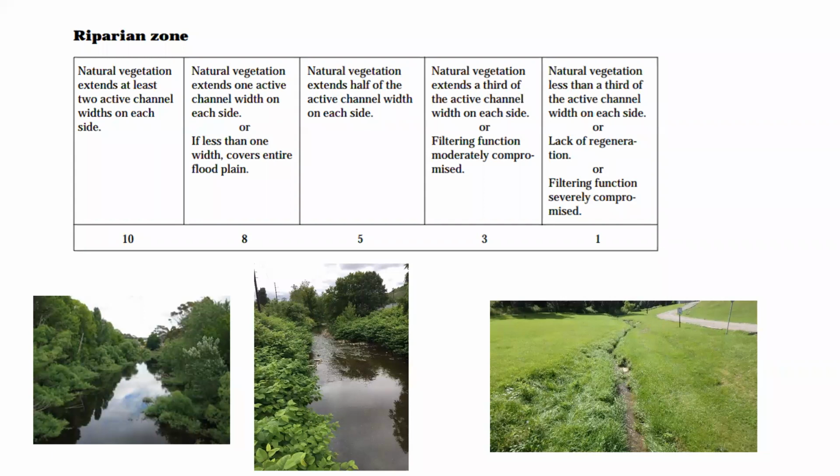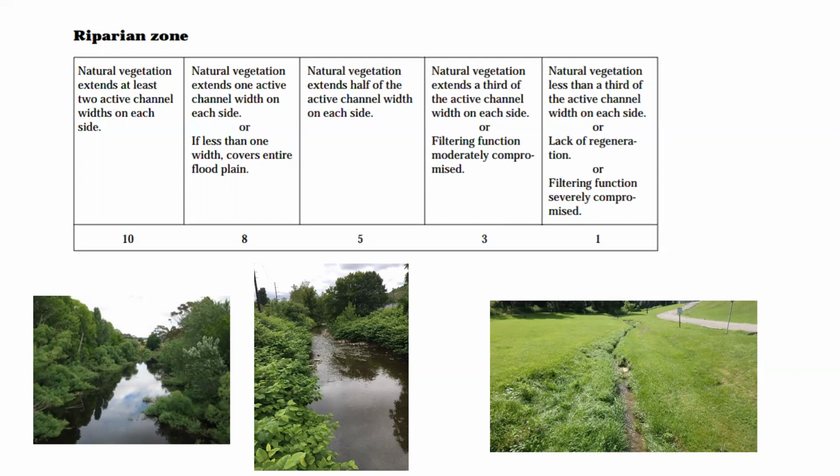The picture on the left, I would probably rank a 10 for riparian buffers. There appears to be a good amount of natural vegetation on both sides of the stream. It varies in size from herbaceous material to trees, and it extends back through the edge of the picture, so I assume that's at least 2 times the active channel width.